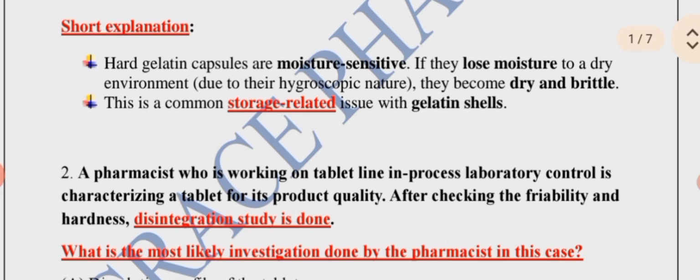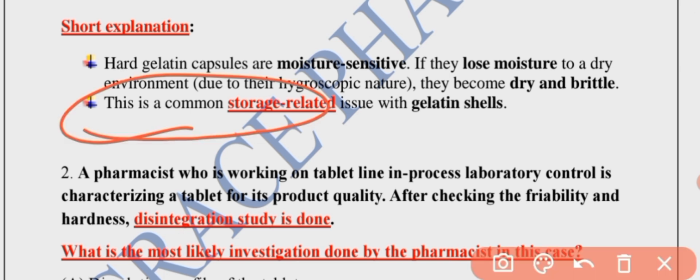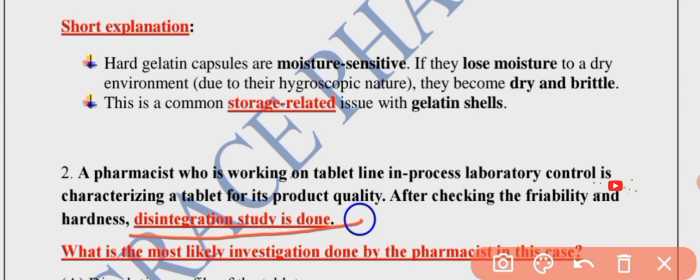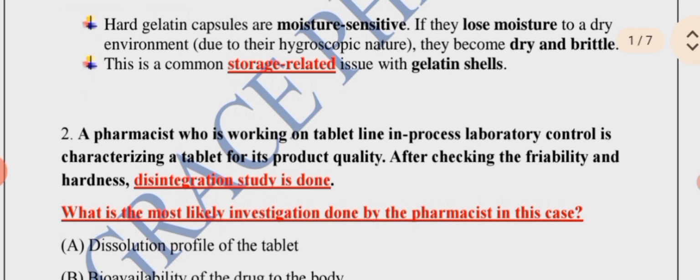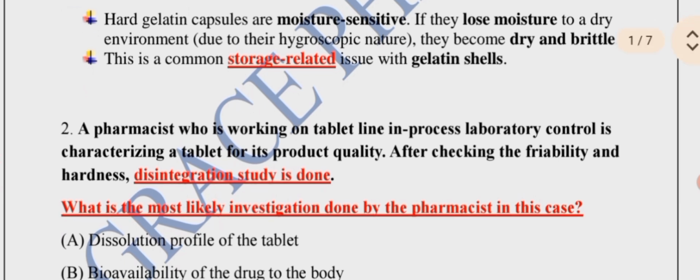The next question: a pharmacist who is working on a tablet line in the process laboratory control is characterizing a tablet for its product quality. After checking the friability and hardness, a disintegration study is done. ምንድነው የተደረገው? የሰራው disintegration study is done አይደለ? What is the most likely investigation done by the pharmacist in this case?